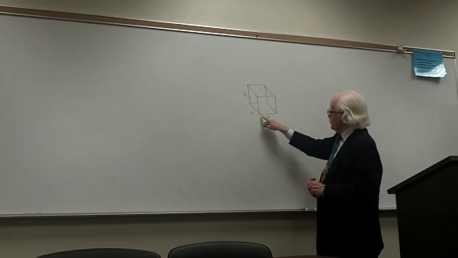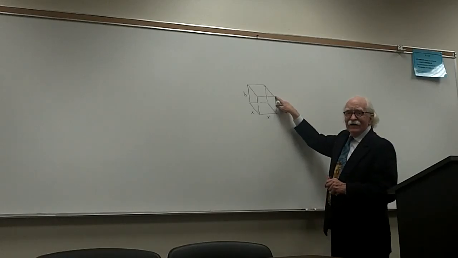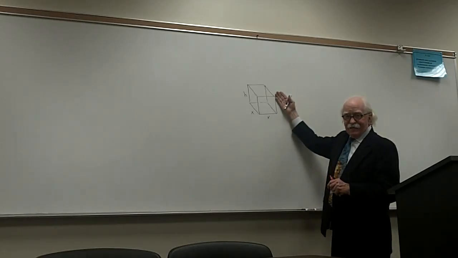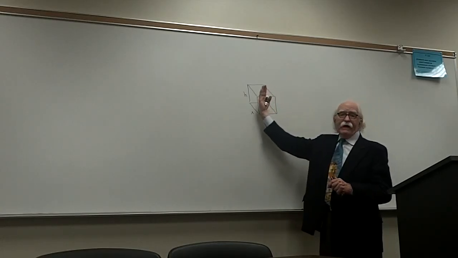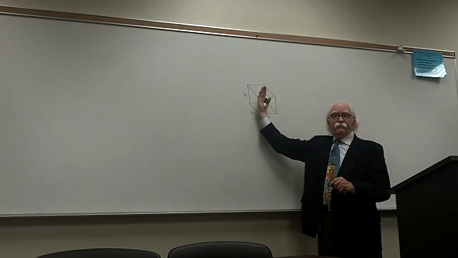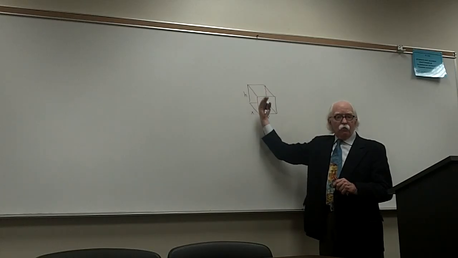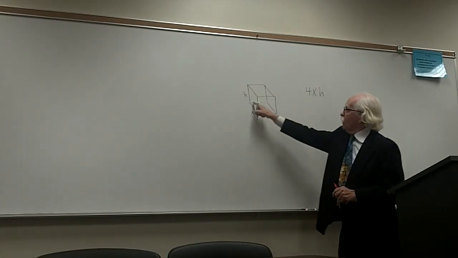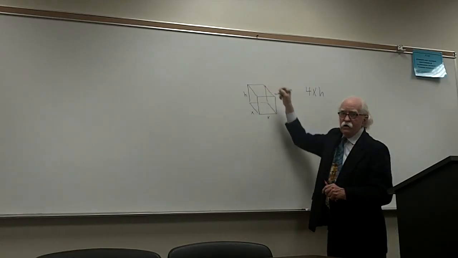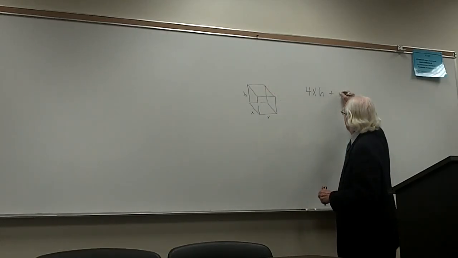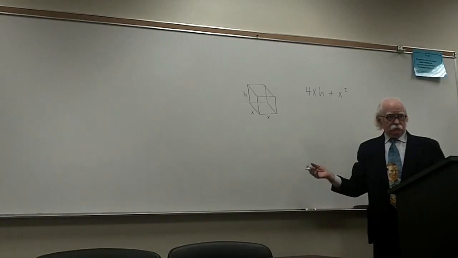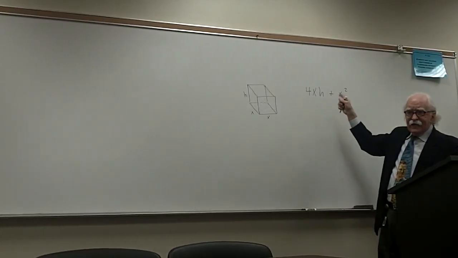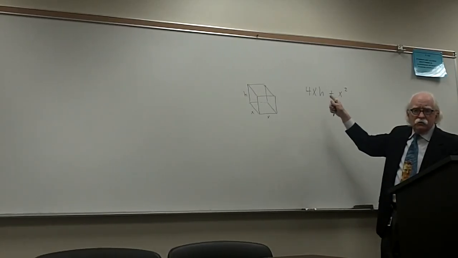You know what it is right here to here? x times h. You know what it is on this side? x times h. You know what it is on the back side? x times h. Well, there's 4 x times h's: 1, 2, 3, 4. And then you got what? The bottom. That is the area of that box.